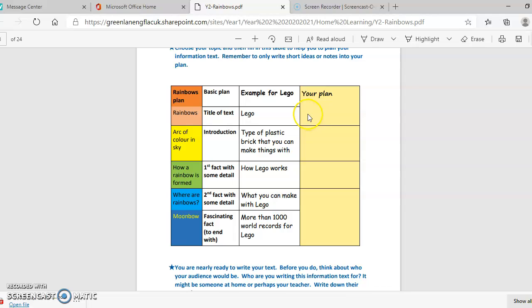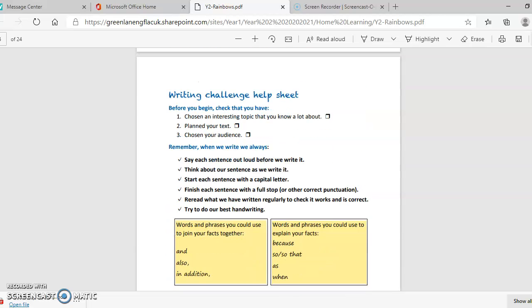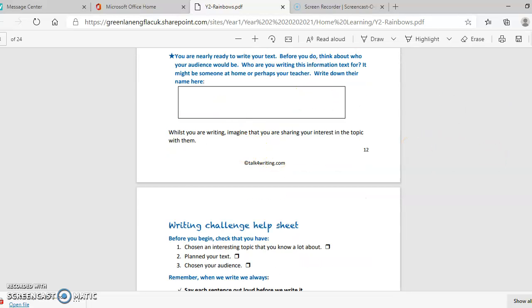So we're going to have your title, your introduction, your first fact, your second fact, and a fascinating fact. So we've got here 1, 2, 3, there's 5 spaces here, isn't there, with a fascinating fact as well? Okay. So we need to check these things here first. We've chosen an interesting topic that we know a lot about. Check. We have planned our text. Check. We have chosen your audience, so who you are writing this piece of information to. So you should have put that in your little box here, shouldn't you, yesterday?